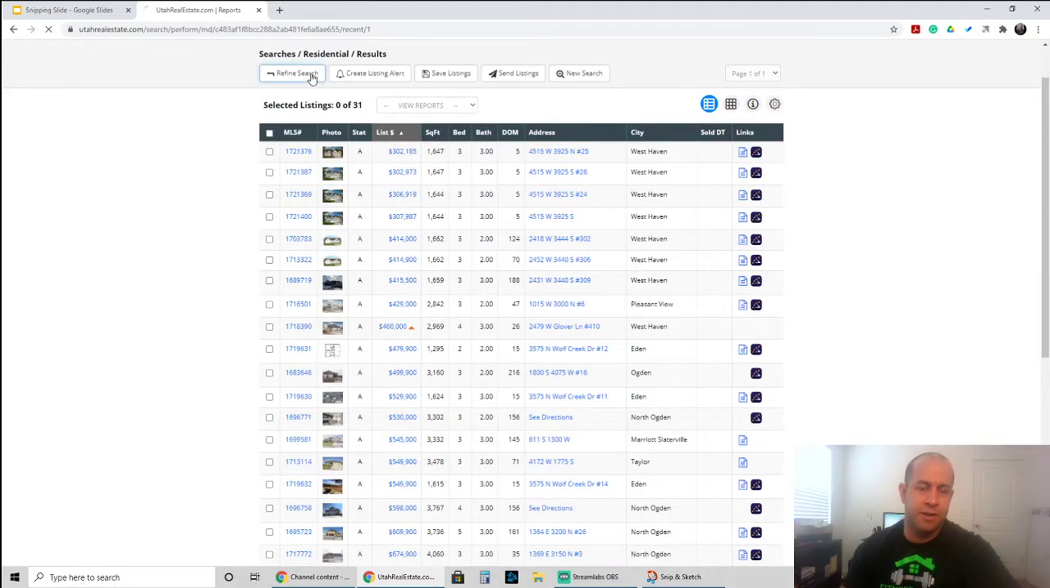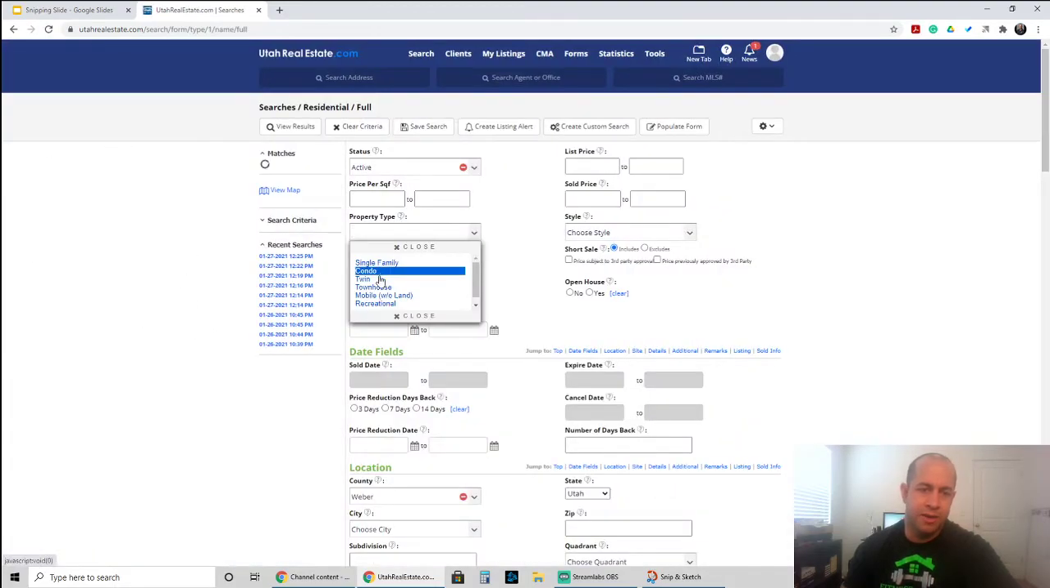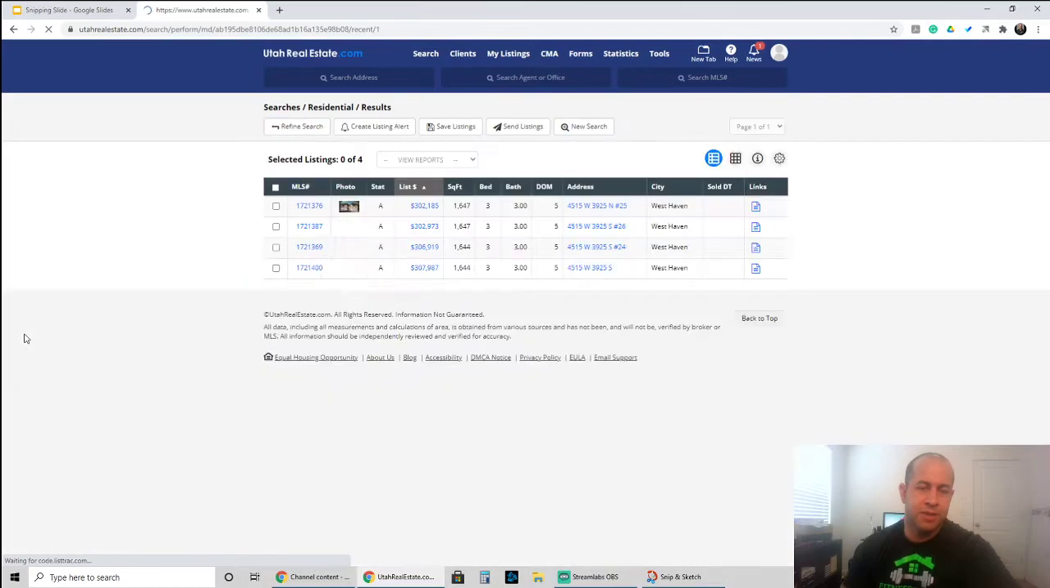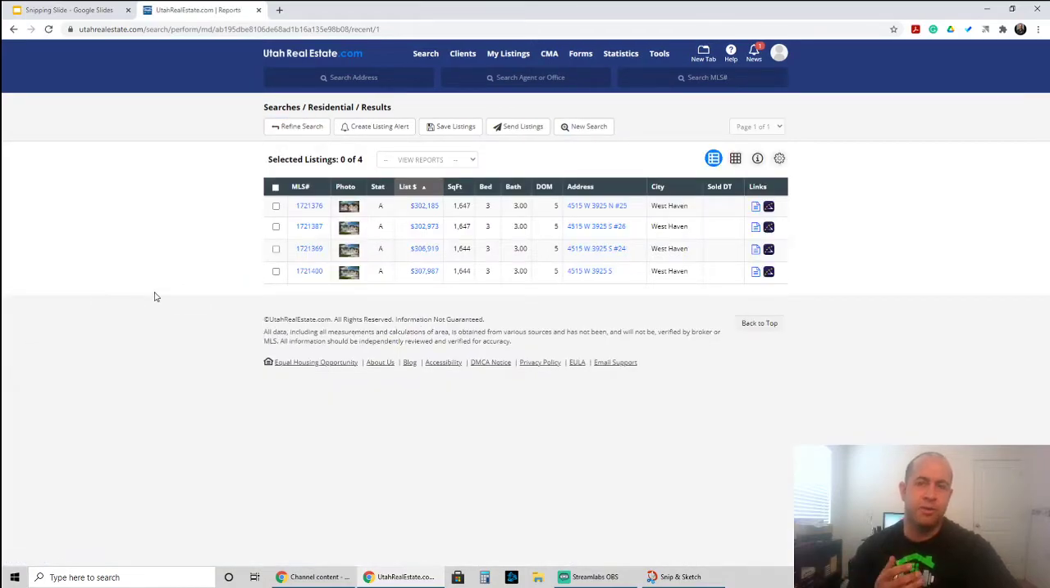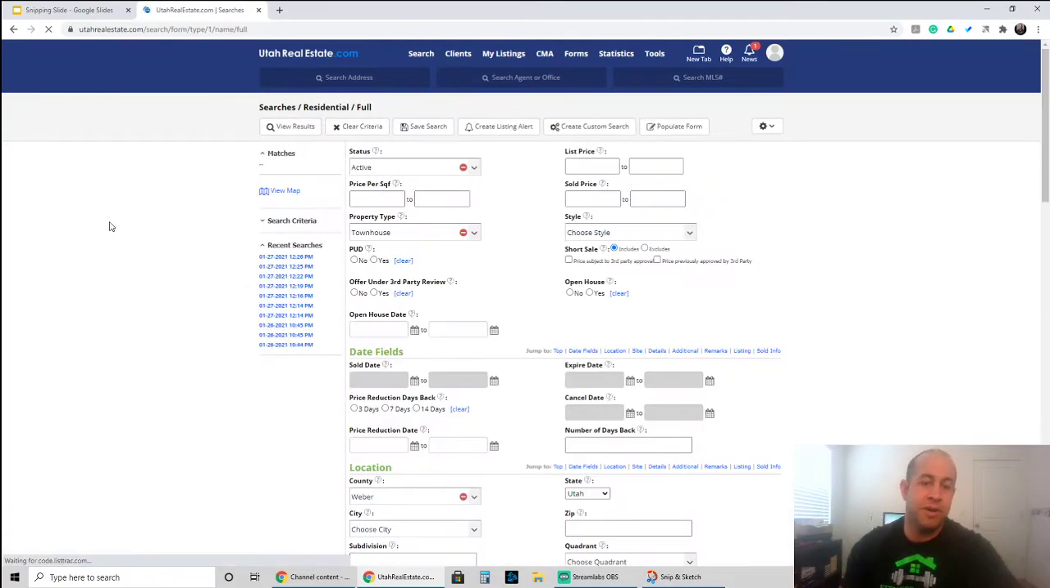This one's kind of funny though. I'll just go back to refine. I'll put townhouse. So in all of Weber County, there's only 4 new townhomes in the entire county. So you can see how this inventory is just stupid low. But anyway, that's how I try to find new builds.